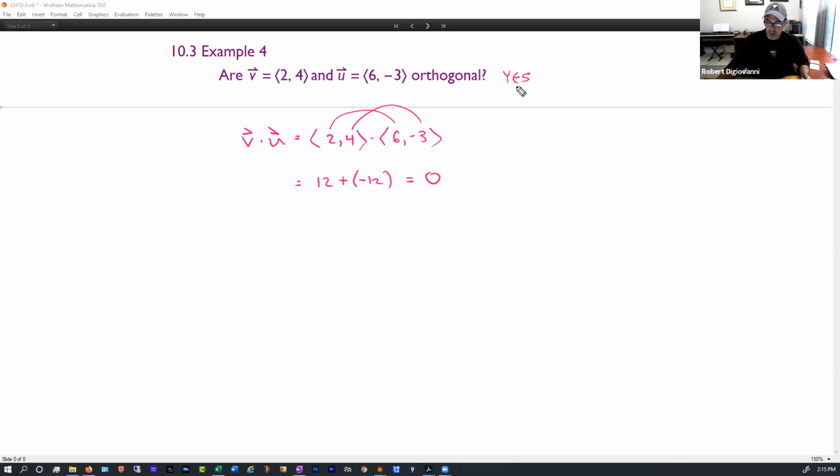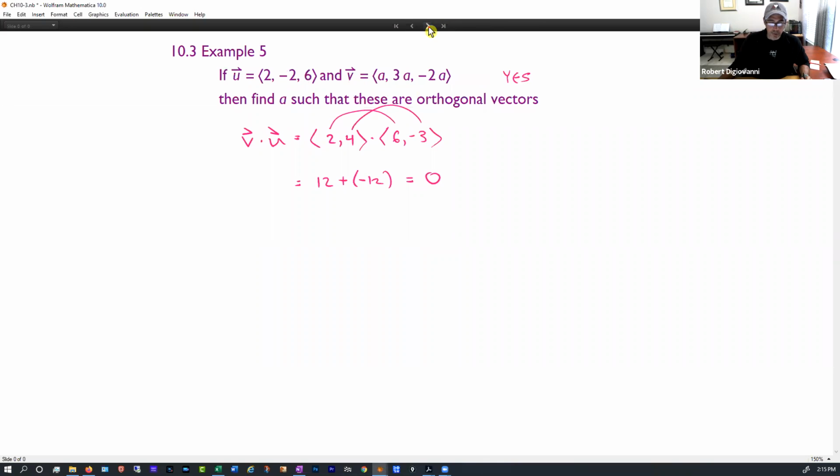Okay, next topic or next problem. U is the vector 2, -2, 6. V is the vector A, 3A, -2A. Find A such that these two vectors are orthogonal.